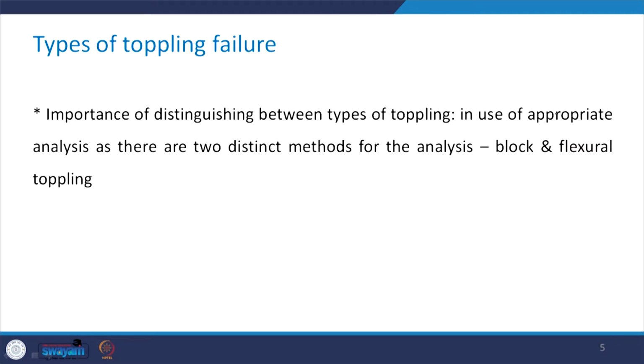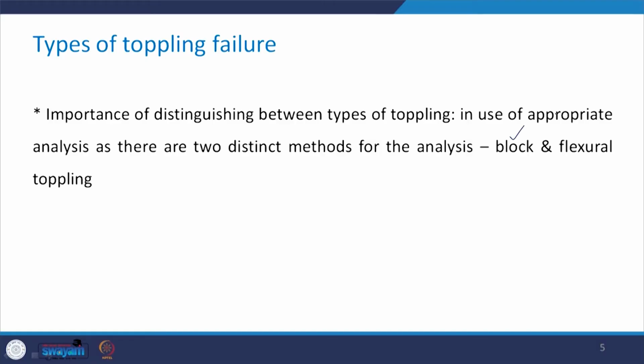The importance of distinguishing between different types of toppling is helpful in the use of appropriate analysis, as there are two distinct methods for the analysis of the toppling failure. So, before we go for the analysis, we need to first identify which type of toppling failure is going to occur, whether it is block toppling or flexural toppling.